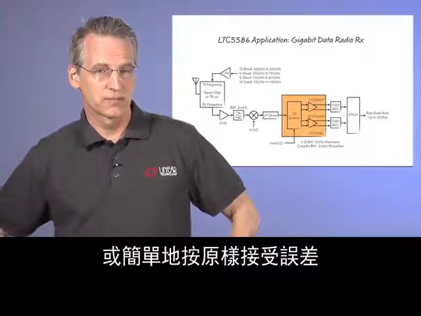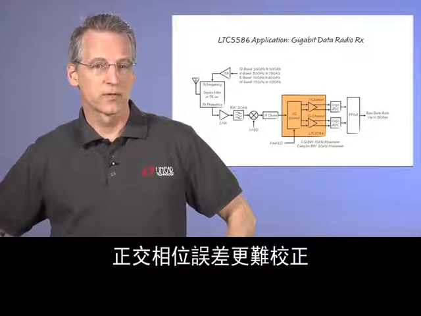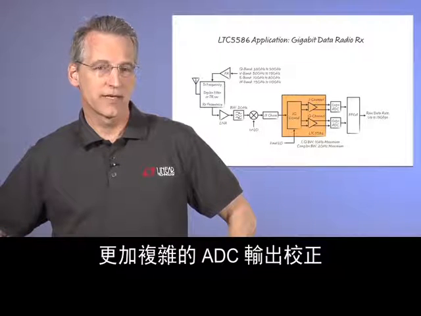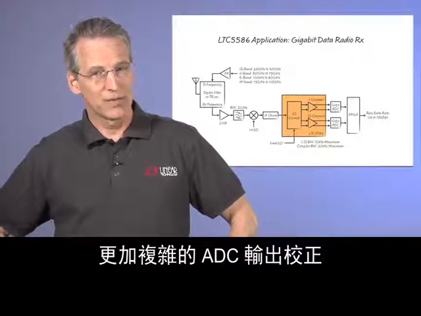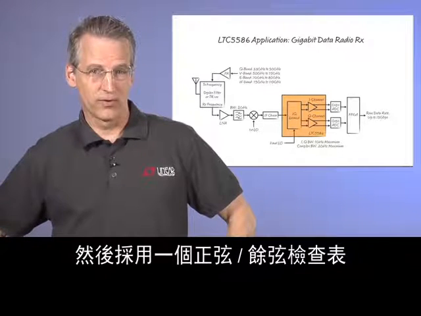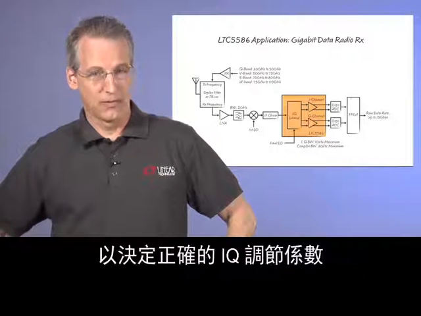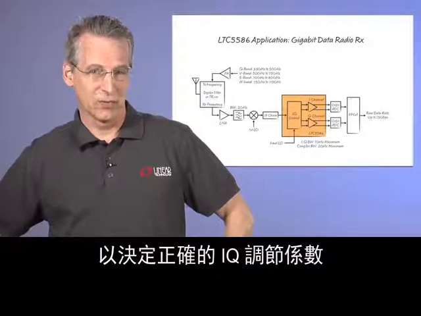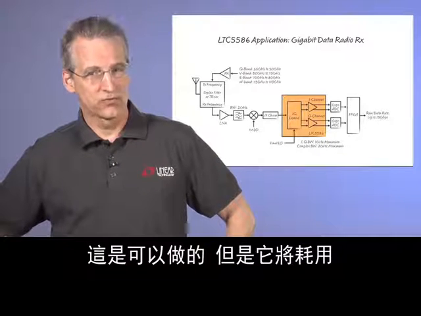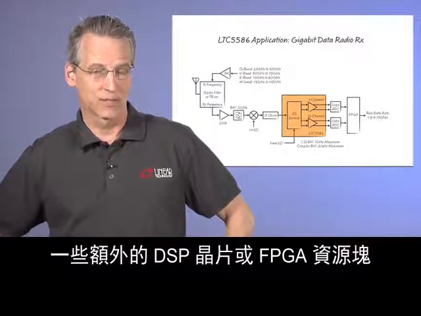the error as is. Quadrature phase error is more difficult to correct because the system designer must implement corrections to the ADC outputs that are more complex, beginning with an estimation of the quadrature phase error, and then use a sine-cosine lookup table to determine the proper IQ scaling coefficients. It can be done, but it's going to consume some extra DSP slices or FPGA resource blocks.